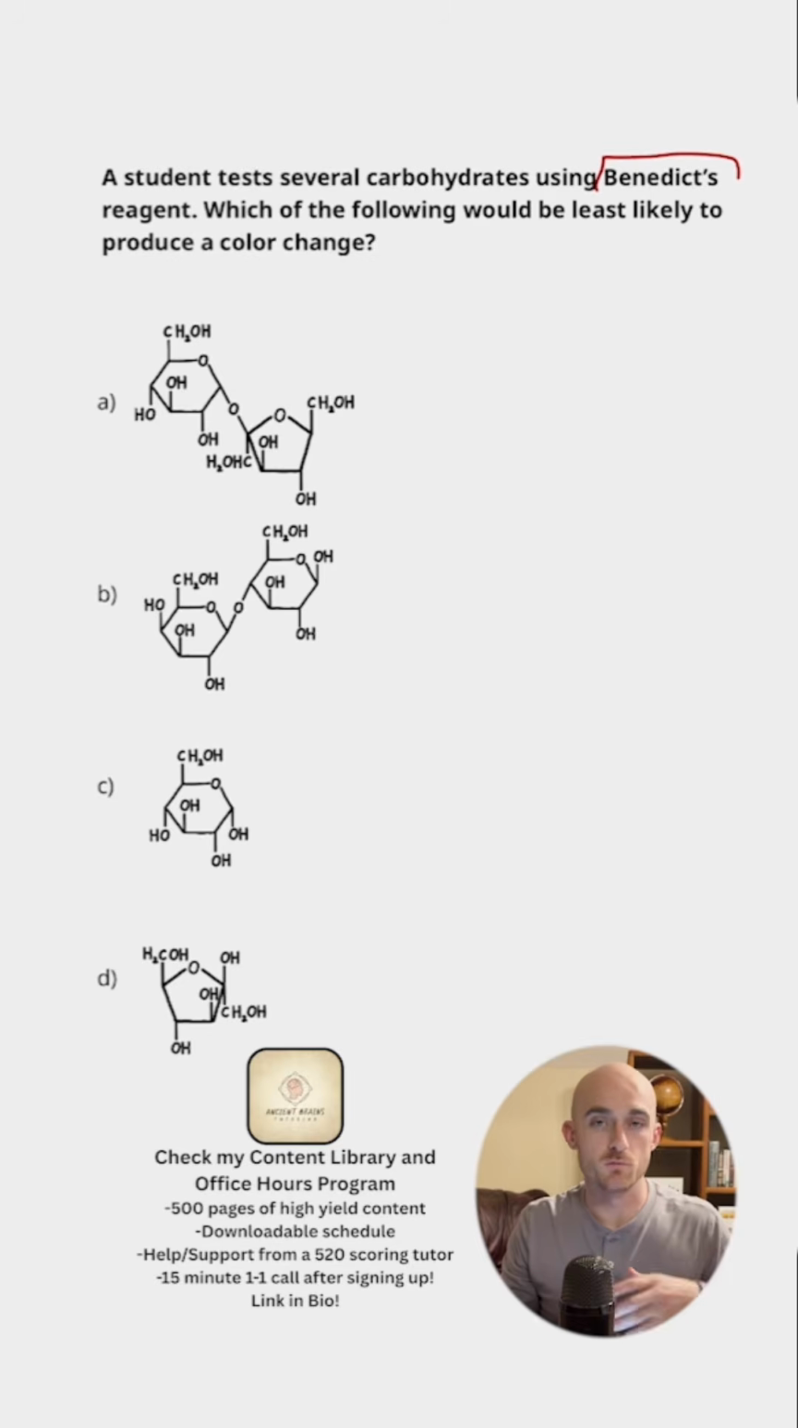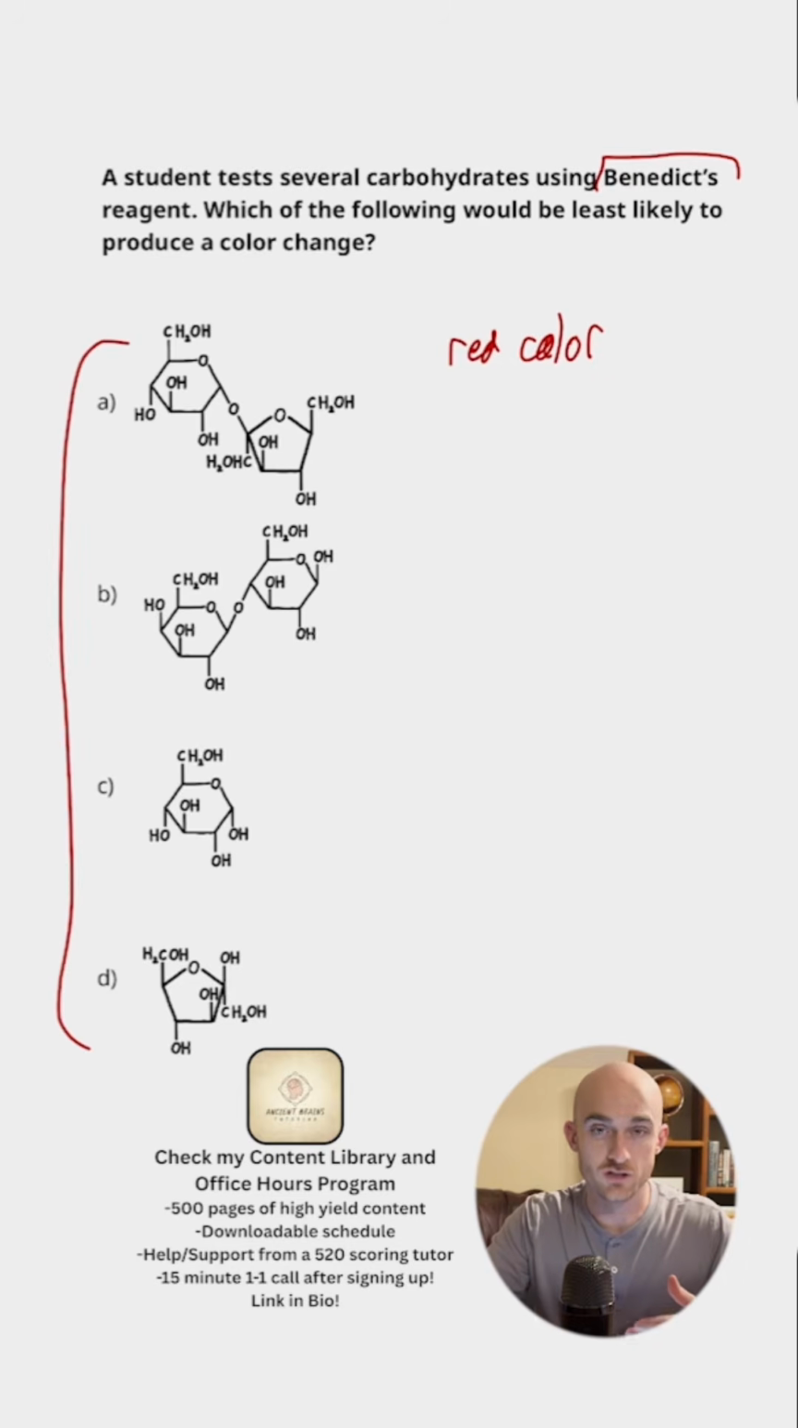Benedict's reagent is something that we put into a solution to identify if the solution has a reducing sugar. And if there is a reducing sugar, it's going to produce a red color. So for these four answer options, you need to be looking to identify which one is not a reducing sugar.